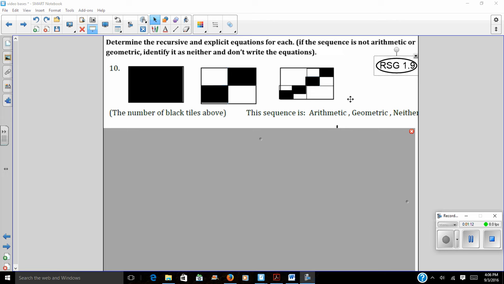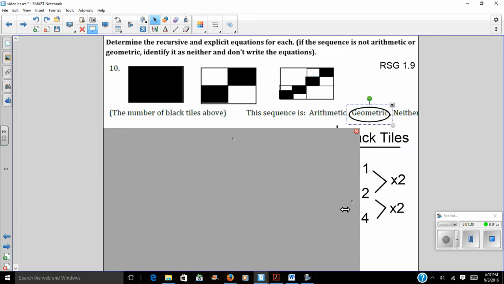So we go from 1 to 2 to 4. And visually, we can see that we are doubling the number of black tiles from figure to figure. And when we double, of course, the common ratio will be 2 because we are multiplying the number of black tiles times 2 with each figure. That tells us that we do indeed have a geometric sequence. All right, so we are going to circle geometric here, and then we are actually going to look at a table in order to confirm this.